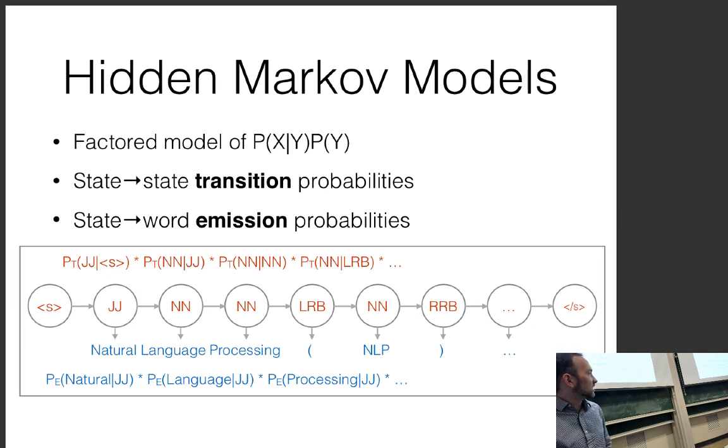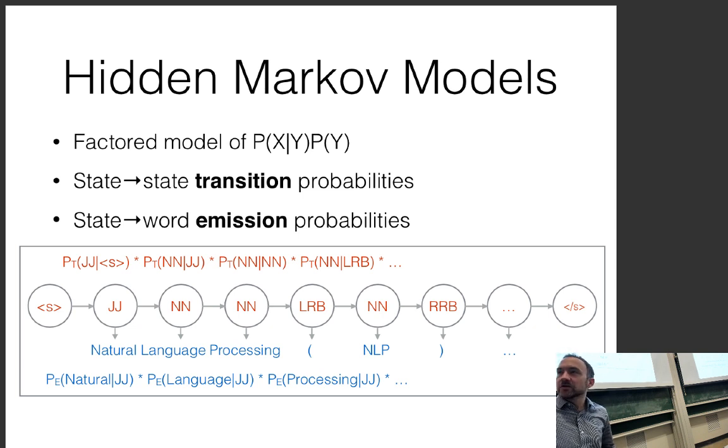Similarly, for the number of times that language was emitted from, the number of times natural was emitted from an adjective. Sorry, I'm finding all kinds of bugs in my thing here. These should be nouns. The number of times natural was emitted from an adjective is the sum of the counts of natural and adjective divided by the number of adjectives.